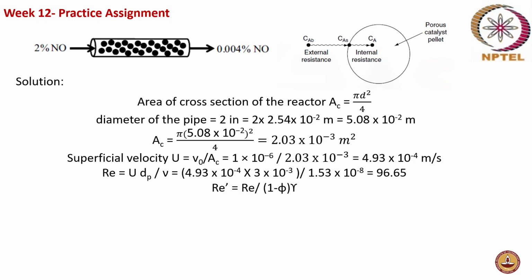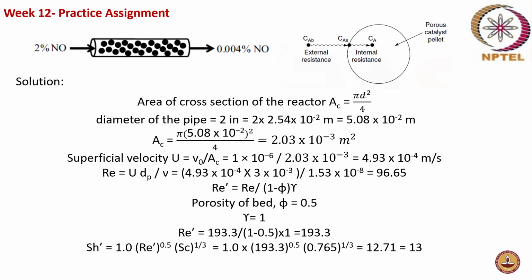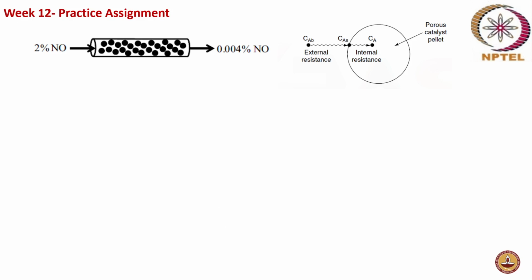And from here the modified Reynolds number can be found out. The porosity of the bed is given as 0.5 and gamma, the sphericity, is equal to 1. So you will get the modified Reynolds number to be 193.3. And then the Sherwood number. The modified Sherwood number is 1 into modified Reynolds number power 0.5 and Schmidt number power 1 by 3. So substituting the value, you will get the modified Sherwood number to be equal to 13.